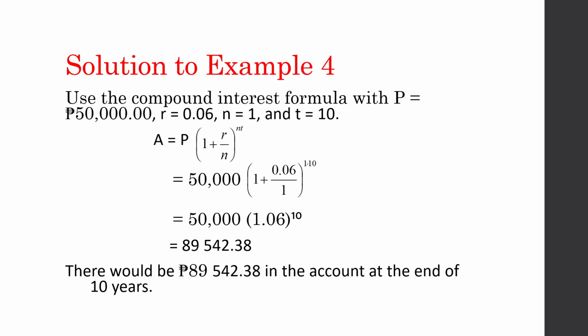So we are going to use the compound interest formula with P is equal to 50,000, r is equal to 0.6, n is equal to 1, and t is equal to 10. So 50,000, we are going to multiply by the quantity 1 plus 0.6 over 1, raised to 1 multiplied by 10. So that would be 50,000 multiplied by 1.6 raised to 10. So our answer is 89,542.38. So there would be 89,542.38 in the account at the end of 10 years.